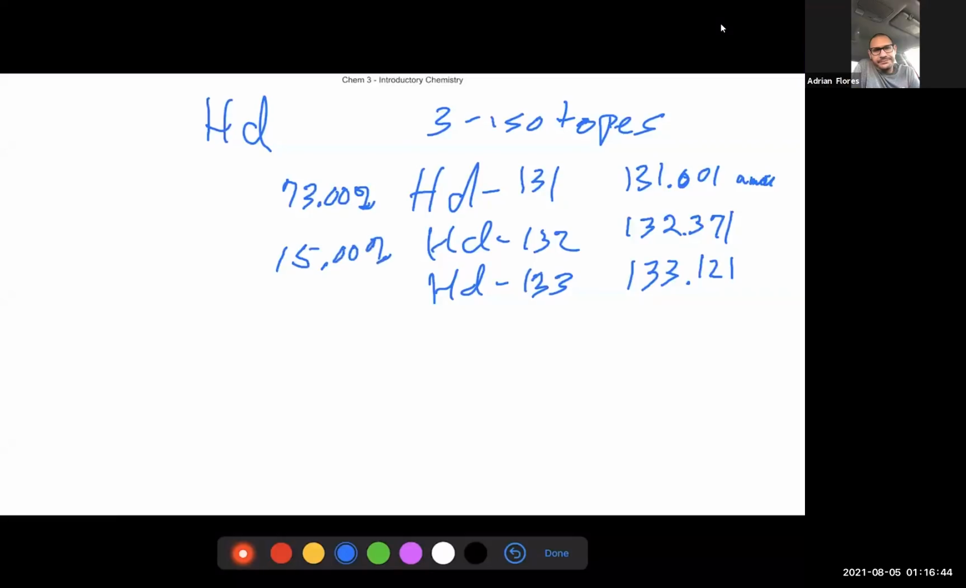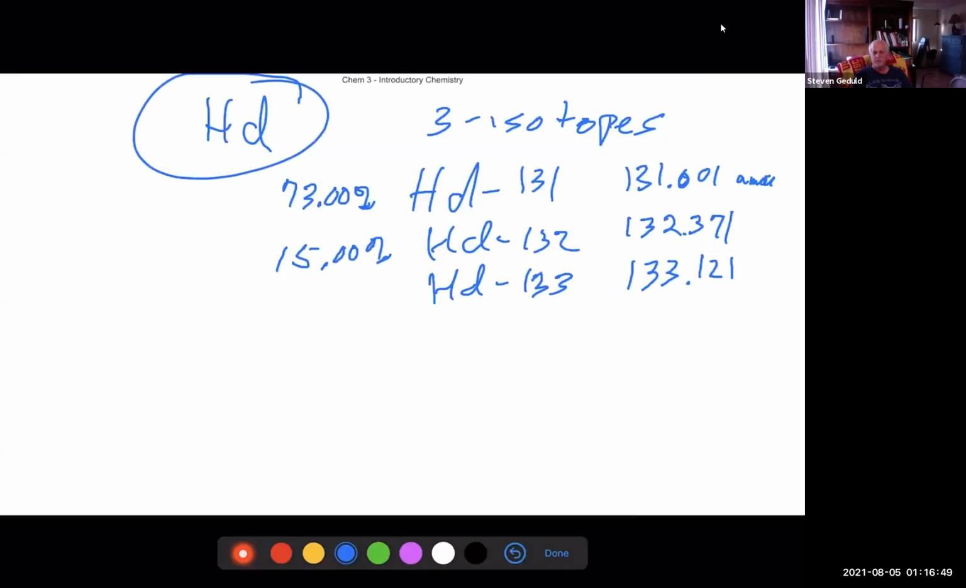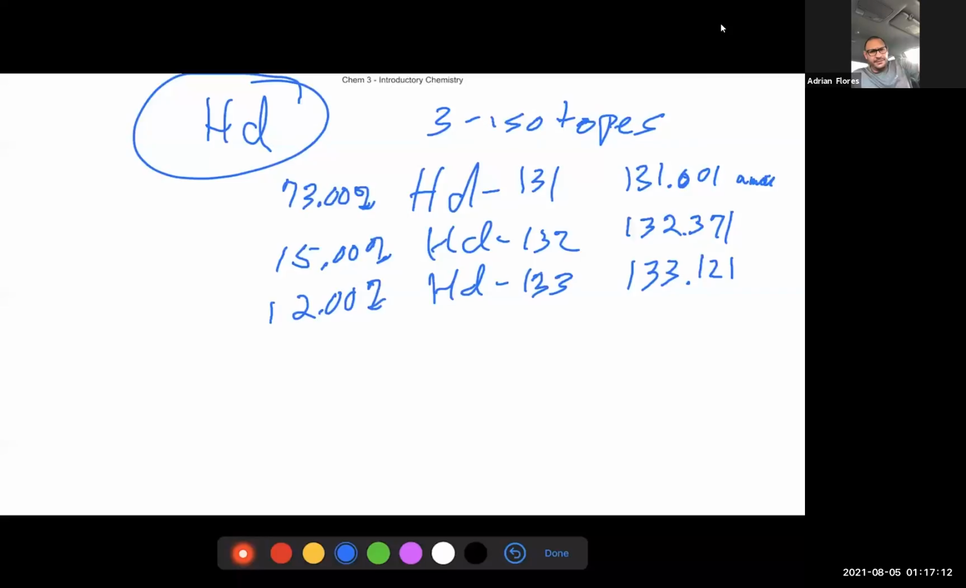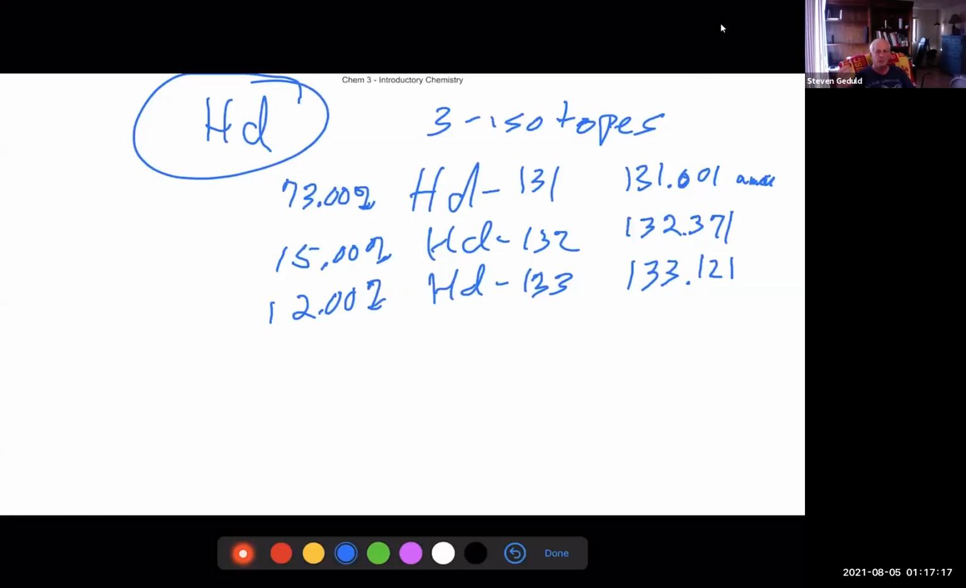Okay. What's the average atomic mass for Harley Davidsonium? It's a typical problem you'd have to solve. First of all, you've got to figure the percentage of Harley Davidson 133. The total percent has to equal 100%. So this one has to be 12.00%.